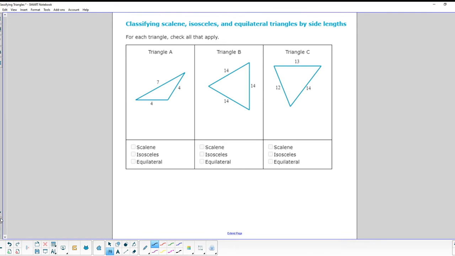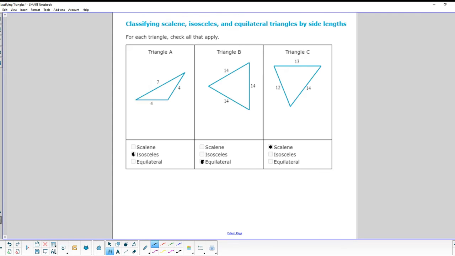Okay, classify scalene, isosceles, and equilateral triangles by side lengths. Okay, so if you look at this one, you got two sides that are the same length, so that's going to be isosceles. This one, all the sides are the same, equilateral. This one you've got three sides that are different in length, which would be considered a scalene triangle.